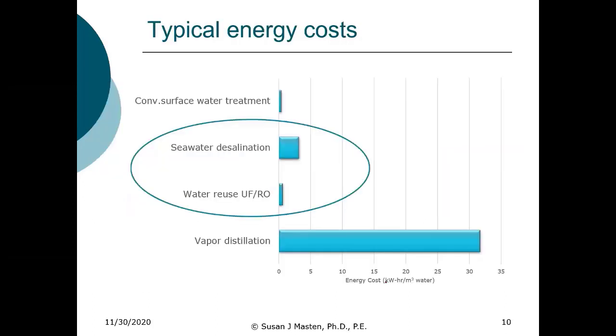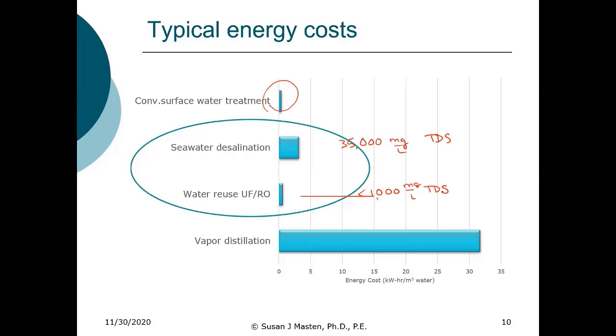To give you an idea of the differential energy cost, here is conventional surface treatment. So this is just energy costs in kilowatt hours per cubic meter of water produced. With desalination, we're typically treating water that has about 35,000 milligrams per liter of TDS. For water reuse, we're looking typically at waters that contain less than about 1,000 milligrams per liter of TDS.